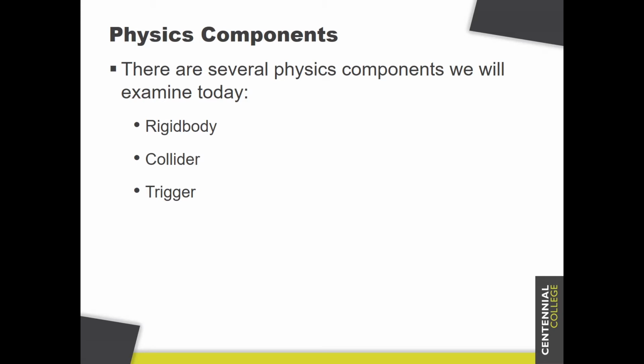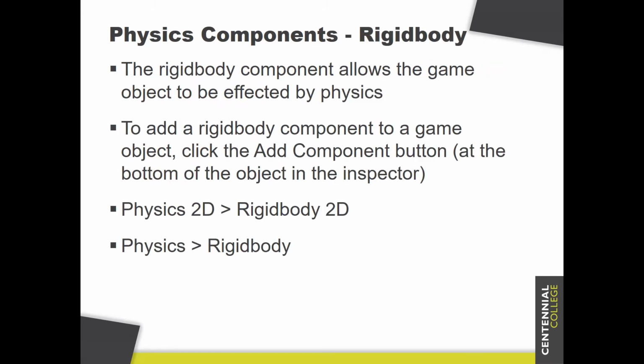We're only going to cover these three components, though. And there is a version for both the 2D and the 3D physics engines for all three of these. Let's start off by examining the rigid body. The rigid body is basically what tells the physics engine that this is something that I want to be affected by the physics engine. That's why you add this component.